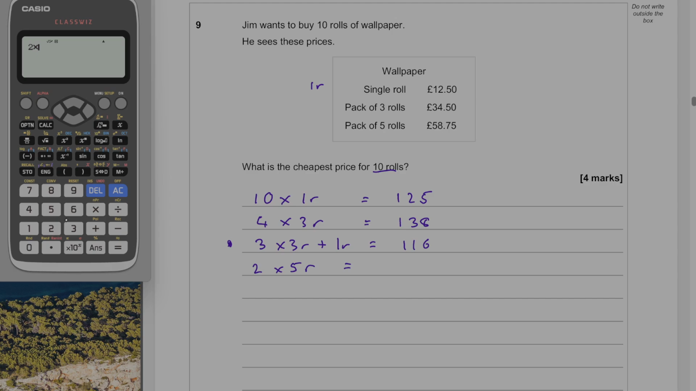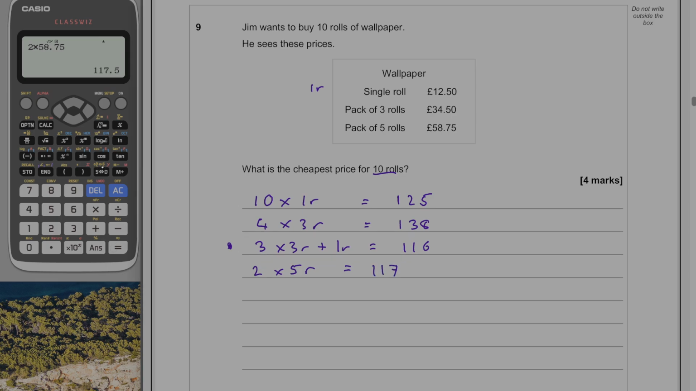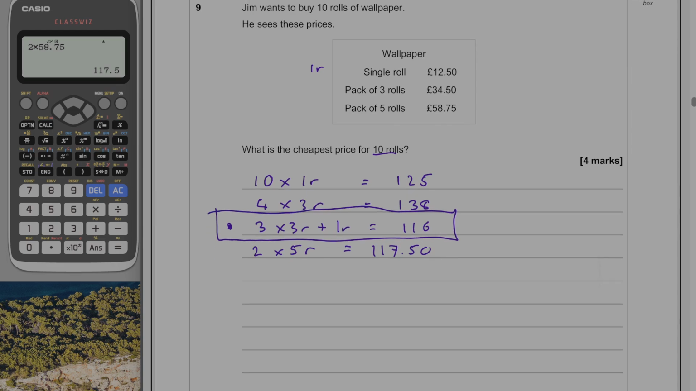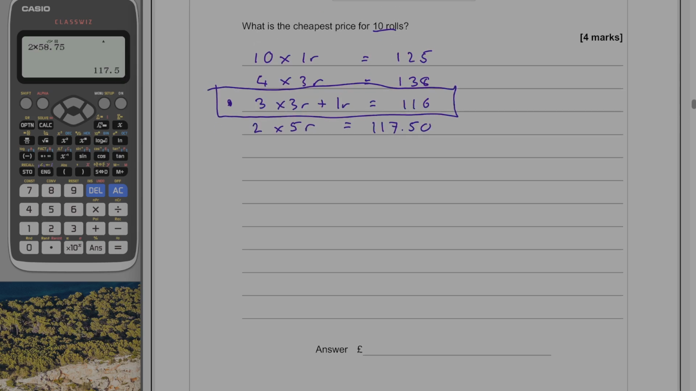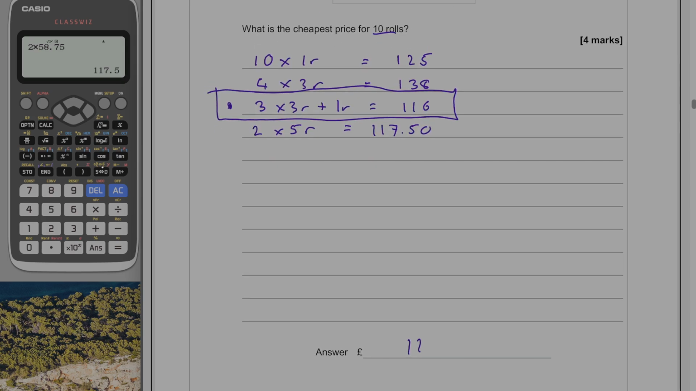So 2 times 58.75 gives us, as a decimal, £117.50. This is my cheapest price. What does it ask for? What is the cheapest price? It doesn't ask us to describe how we found it. The cheapest price there is going to be £116. Now, a lot of students didn't spot that one, and they just worked out these 3 prices.